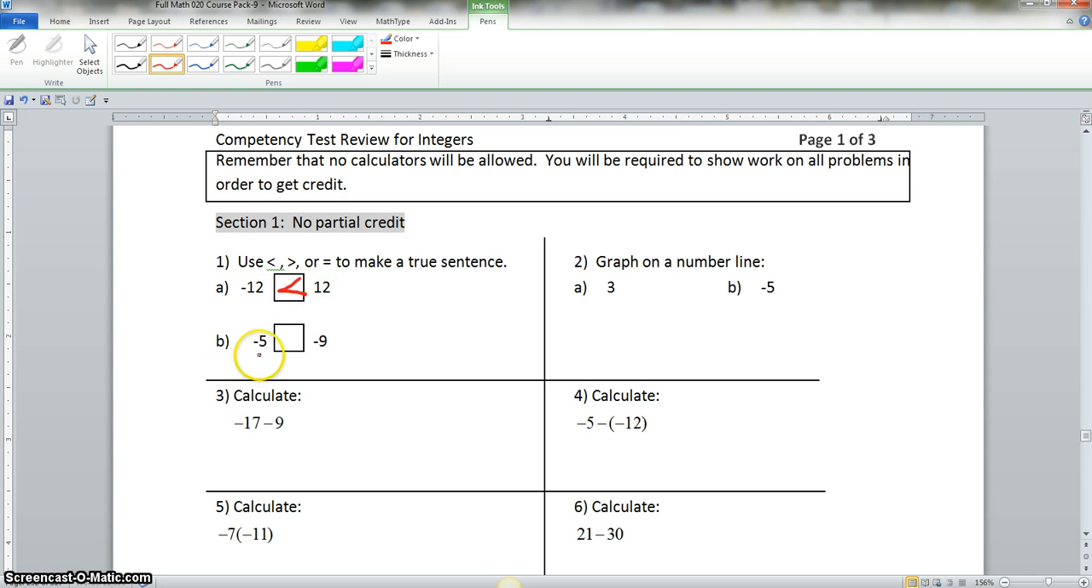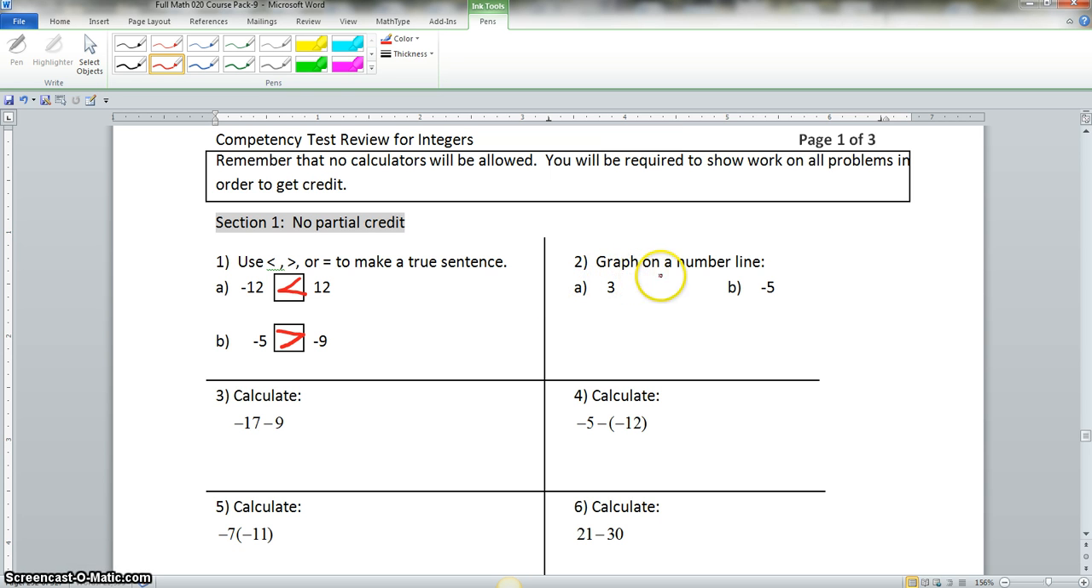Now we come here to B. We have negative 5 and negative 9. Now remember, when you're dealing with two negative numbers, whichever one is closest to 0 is the highest. Negative 5 is closer to 0 than negative 9. So we have the arrow point to the negative 9. So negative 5 is greater than negative 9.